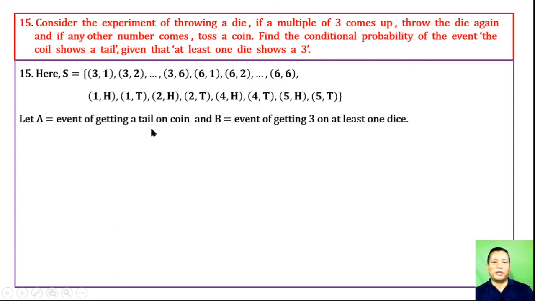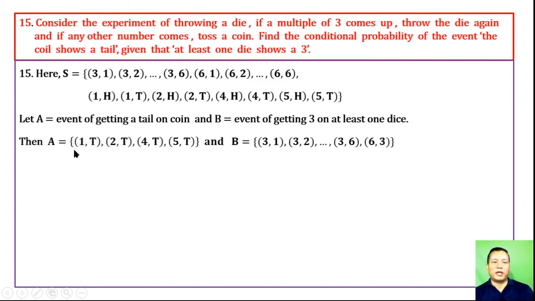Let A be the event of getting a tail on the coin and B the event of getting 3 on at least one die. Then A consists of the tail outcomes: 1 T, 2 T, 4 T, 5 T. The event of getting 3 on at least one die gives 3 1, 3 2, 3 3, up to 3 6, and 6 3. The intersection is empty. Therefore P of A given B is P of A intersection B by P of B, which is 0 by 7 by 20, that is 0.